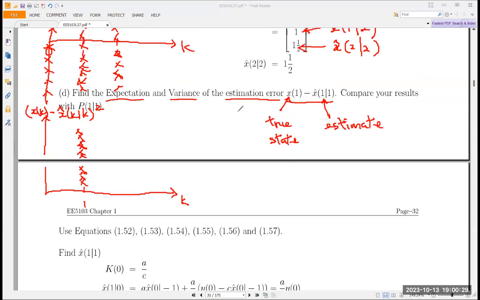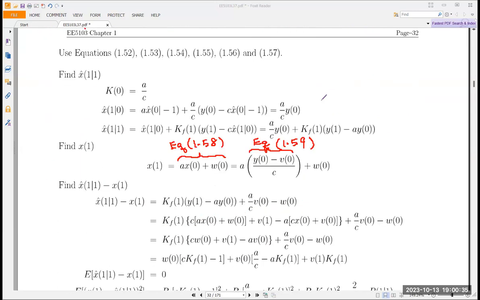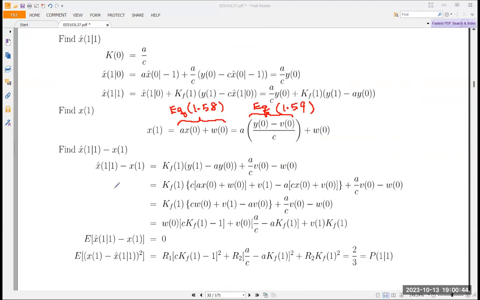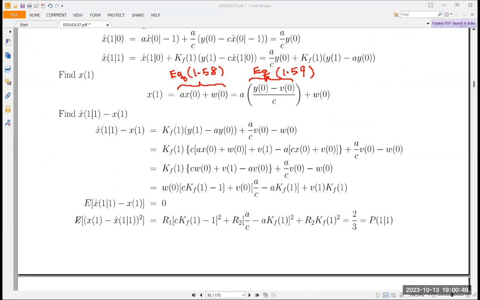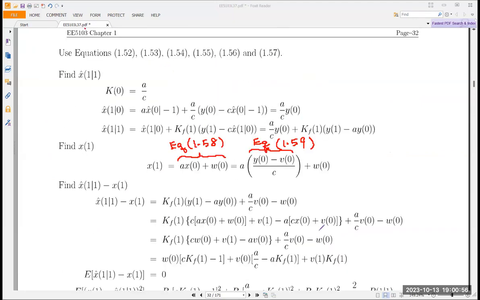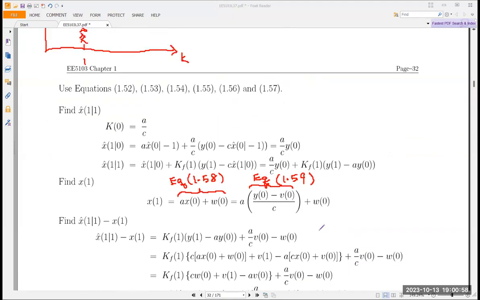Okay, so now we want to find x1 minus x hat 1,1. So let's find x hat 1,1. Then we find x1. Then we do the subtraction. Then we find the expectation, which is the mean. And then we find the expectation of the square, which is the variance. Okay, these are the steps. So the detail would be like that.